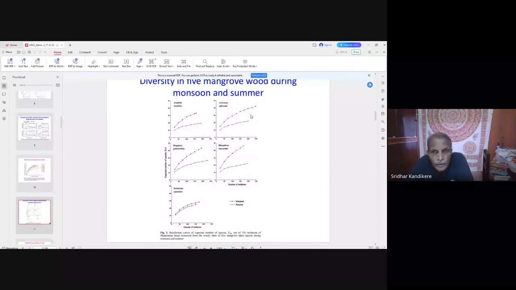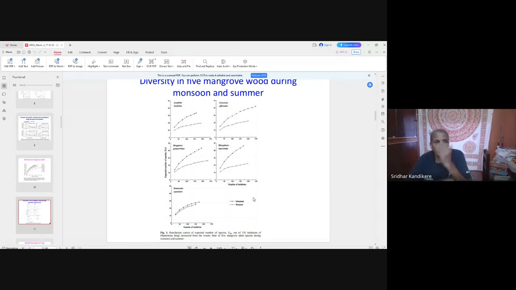This may be due to different reasons, because the rainy season may be more congenial for them, because salinity may come down and other organisms, fungi, may colonize, and ultimately it is possible to get more number of species during the monsoon. So this is the trend with collecting different types of woody material from different seasons, and then looking for the expected number of species. It is a part of diversity study.